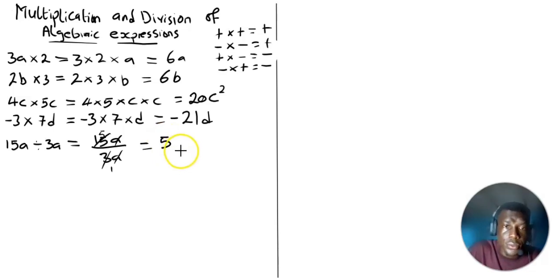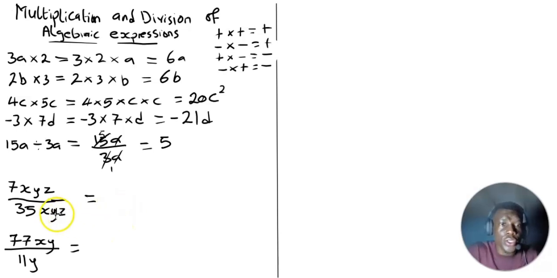Do we understand? Good. So let's take it up a little bit. Here are more questions on the division. Okay, so you have 7xyz divided by 35xyz. So your z, the familiar terms here we cancel. Z we cancel z, y we cancel y, x we cancel x. Then 7 and 7 will give us 1. 7 and 35 will give us 5. So this is equal to 1 over 5.